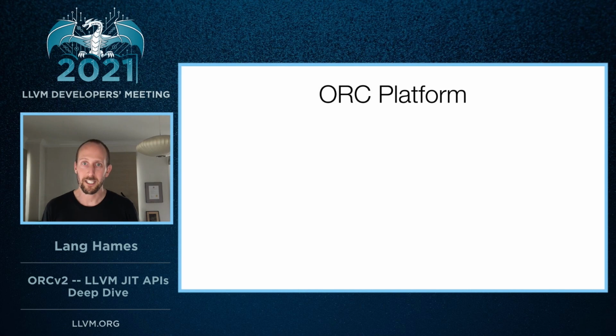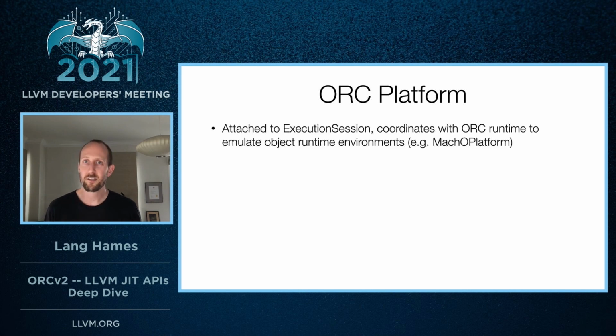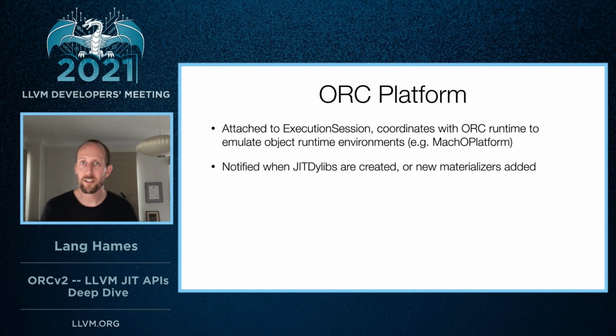Separate from the runtime, but intimately connected to it, is the ORC platform. This is an object on the controller side of this connection, along with the JIT and the rest of the LLVM APIs. So this attaches to an execution session, and it coordinates with the ORC runtime to emulate object runtime environments. For example, we have a Mach-O platform implementation. And if you attach that to your JIT and add Mach-O objects to your JIT, we expect those objects to behave in the JIT'd program exactly as they would have behaved in an ahead-of-time program, including registering language metadata, running initializers, and everything else.